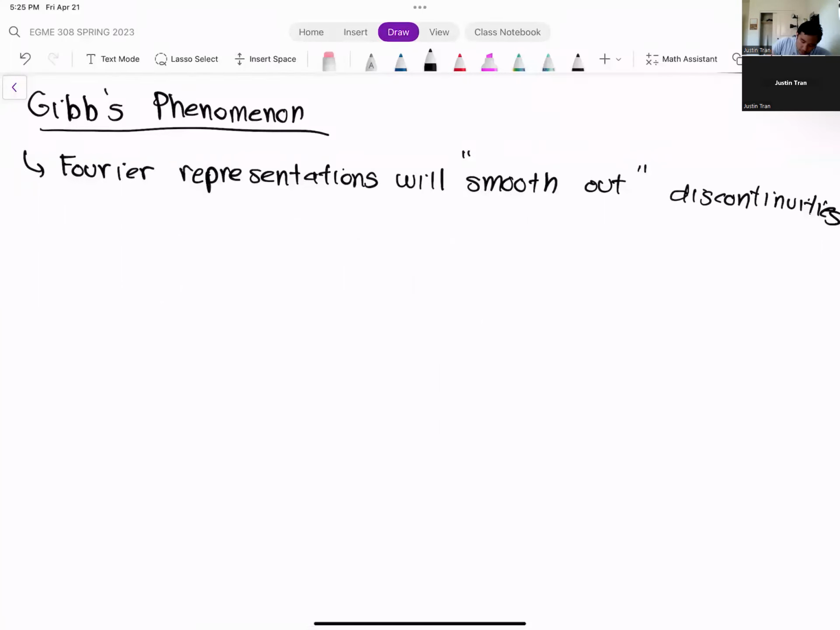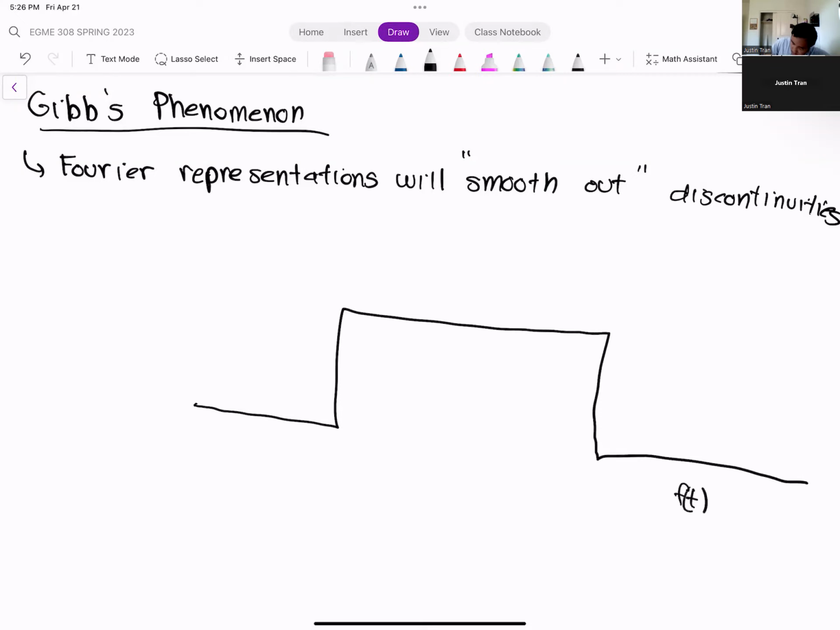If you do have a function with a discontinuity, let's say we have something that looks like this. In black right here, I've written the function f of t, and we have two discontinuities. We have a jump on the left-hand side as we go from the bottom to the top, and on the right-hand side we have a jump from the top to the bottom. Those are considered discontinuities because we have vertical lines. If you represent this with either a Fourier series representation or a Fourier integral, what's going to happen is something like this.